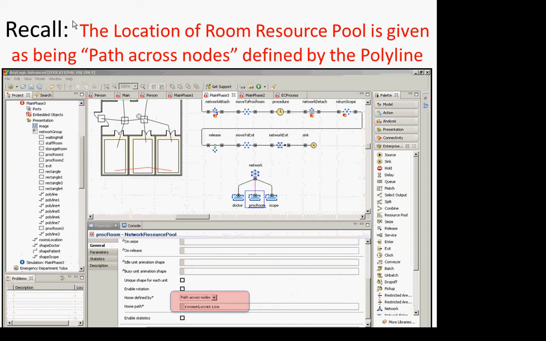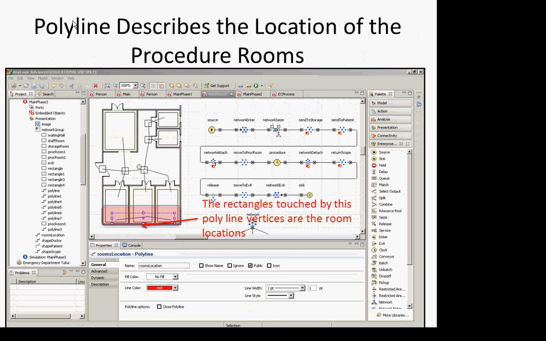You notice this is in the procedure room resource, and it says the home is defined by the path across nodes, and the home path that is used is this one here, this red line. This implicitly dictates the number of points on this line, 1, 2, 3, which dictates the number of procedure rooms. So the fact that we have 3 of these says there are 3 procedure rooms. That's implicitly defined by the line. It's an interesting graphical way of depicting it. It might not have been the one I would have come up with, but it does delineate the resources graphically, and it provides a way of doing so in a visual fashion that may be distinctive. So the rectangles touched by this are associated with locations.